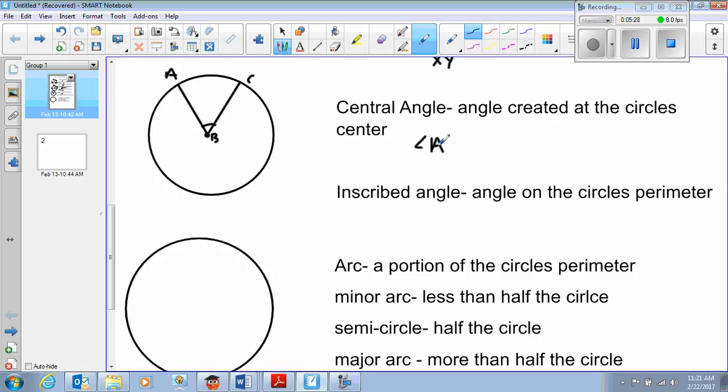Now, you can have a lot of central angles in a circle, but technically that is what it's called there.